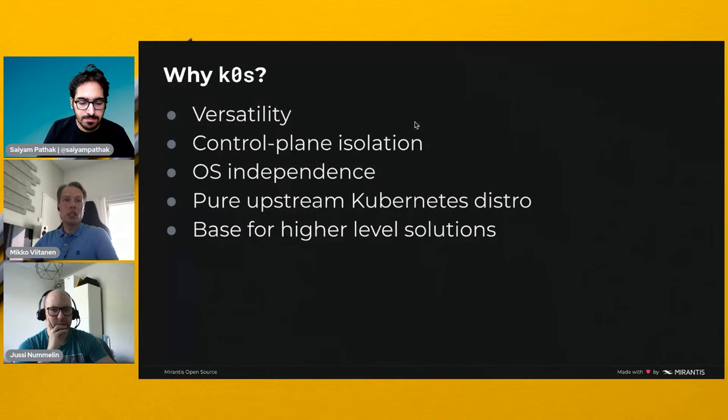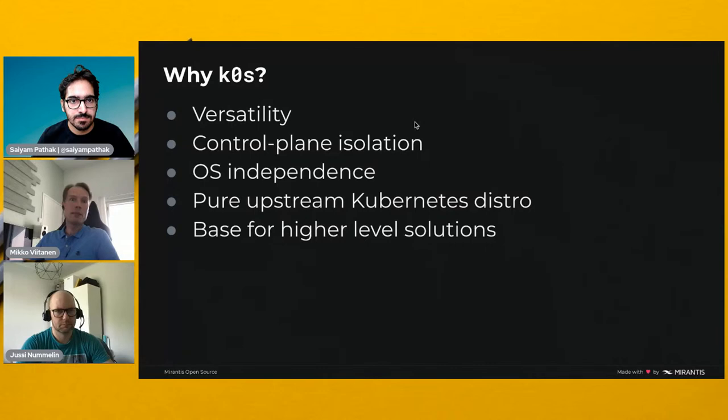And then we have seen a need for operating system independence. So basically a distro which can include all the dependencies and can easily run on different Linux distros without, let's say, preliminary installation of needed packages and so on. We also wanted to build a clean upstream Kubernetes distro where there is no need for forking of any kind. So all the latest Kubernetes features are always available, and it also saves our time not to do any forking or changes. We also consider it a less error-prone solution, and I think a very efficient base for many higher-level solutions.